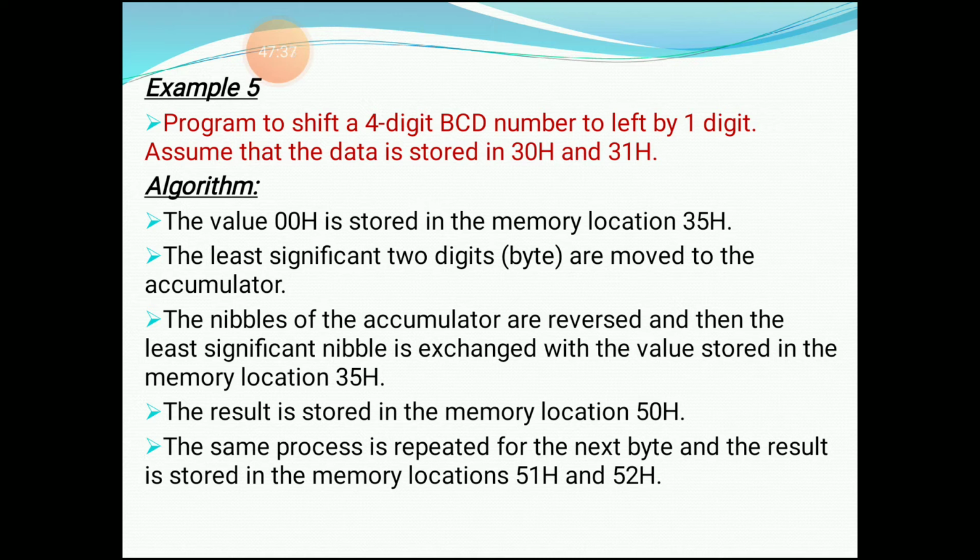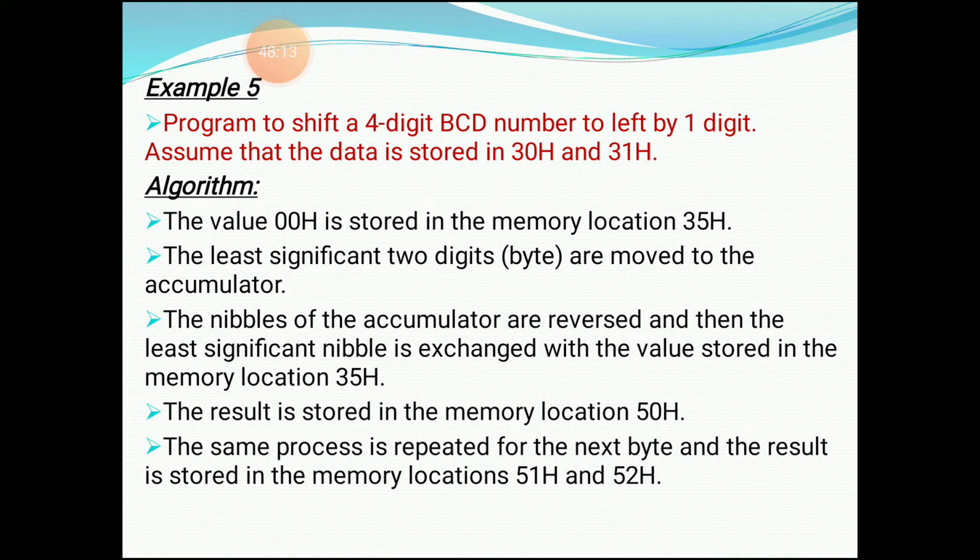And this 1234H number is shifted by 1 digit left, so 1 is removed, the digits 2, 3, 4 remain, and we add 0 on the right side. So after shifting 1 digit left, the 1234 becomes 2340. So the output is 2340, input is 1234. This 1234 is stored in two locations, 30H and 31H. 30H contains the lower BCD digits 3, 4 and 31 contains the higher BCD digits 1, 2.